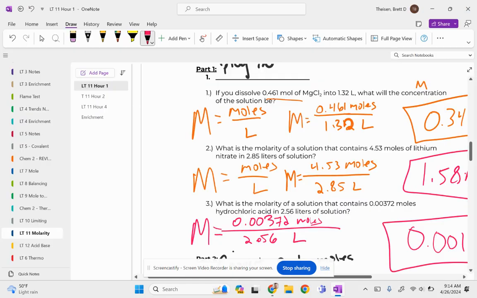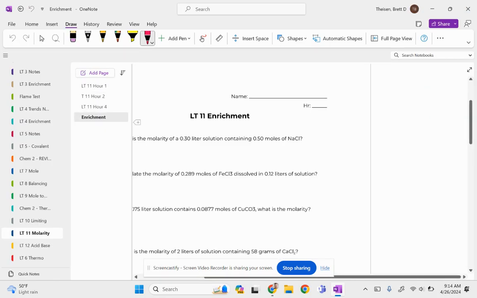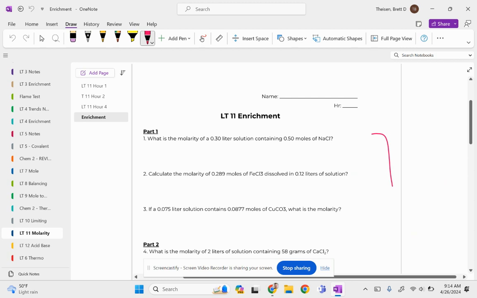Okay, here's what you're going to do. You're going to go to your enrichment right here. Part 1, 3 problems just like that. See if you can do it. Take a break after. Sound good?